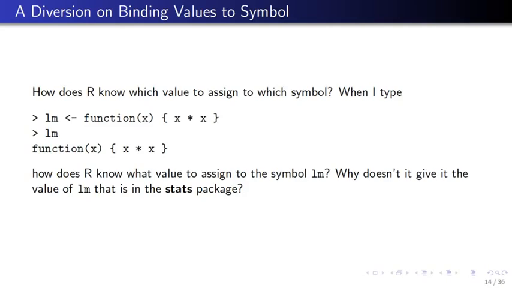Now there's already a function in R called lm. So I've created a function here also called lm. So when I call lm somewhere else in R, maybe in another function or something like that, how does R know what value to assign to the symbol lm? So it sees the symbol lm, and how does it know whether to call the function that it just defined here or the lm function that's in the stats package that's used to fit linear models?